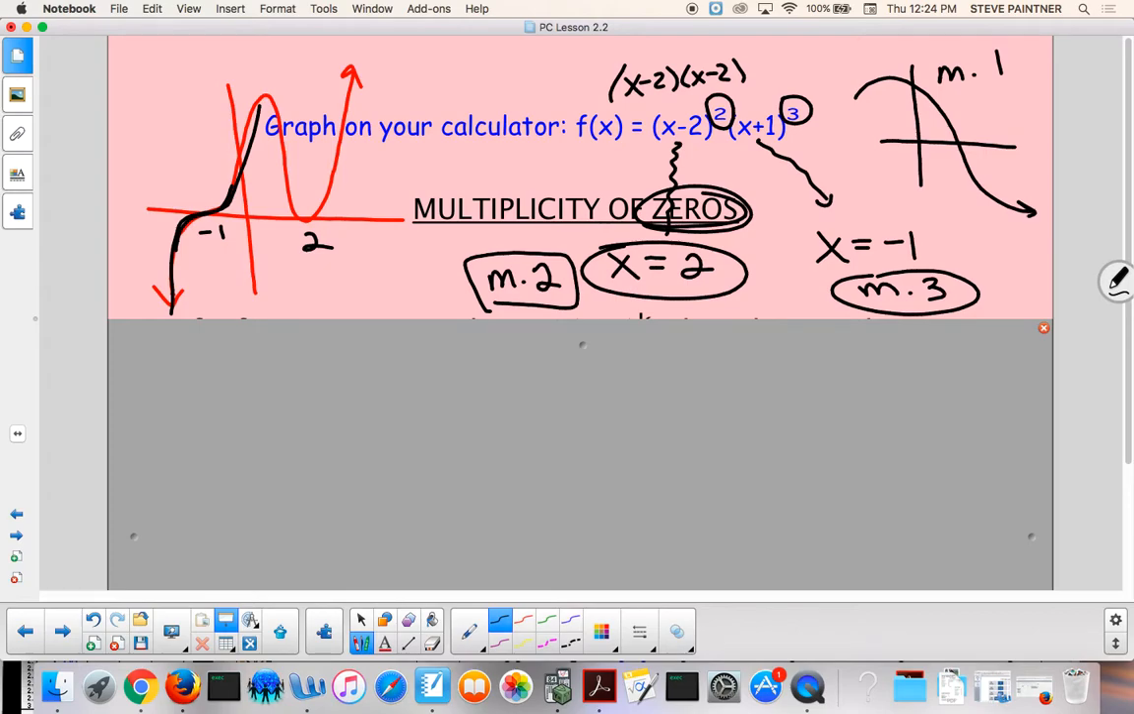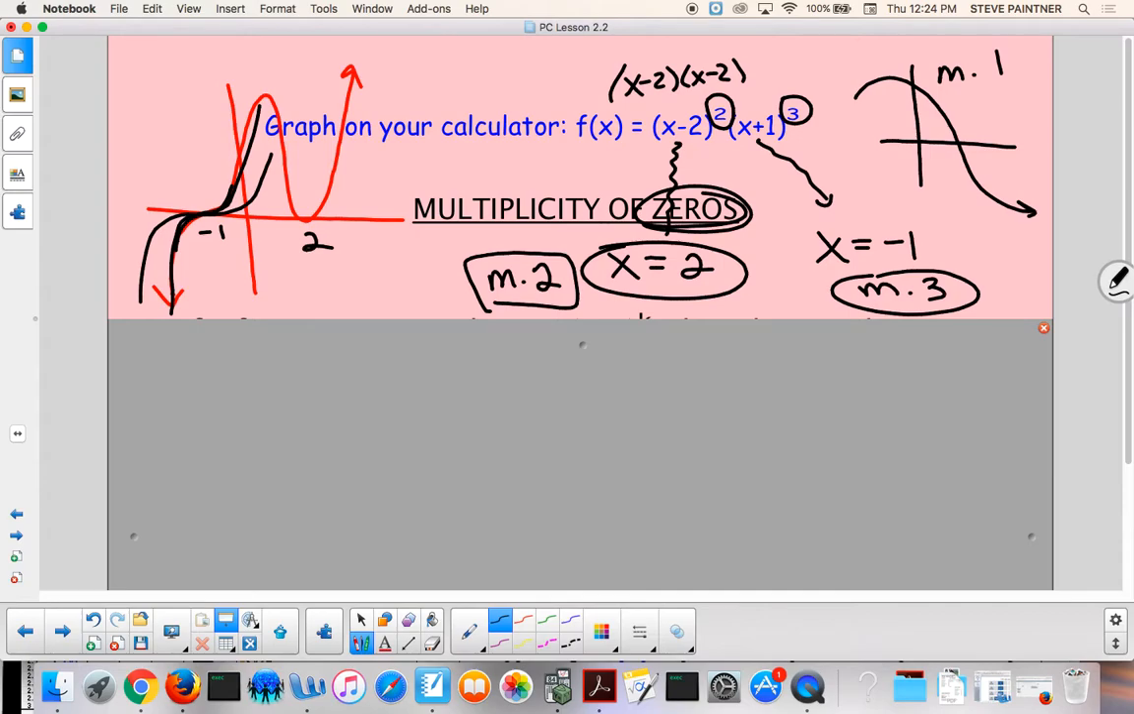So this would be 3, but this might be 6. Well, that's not odd. 5 or 7 or something like that. Odd multiplicity crosses the x-axis. Even multiplicity bounces, and of course the higher the power, the slower it bounces or the slower it goes through. Okay. All right. Here's the rest of this.